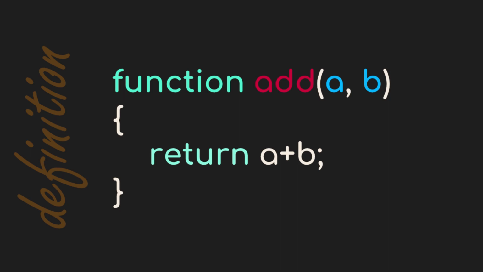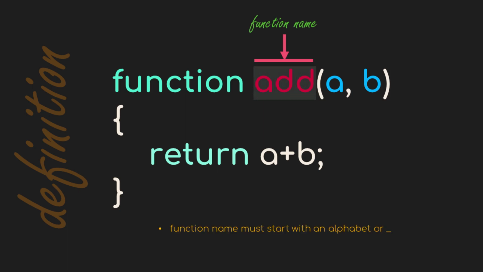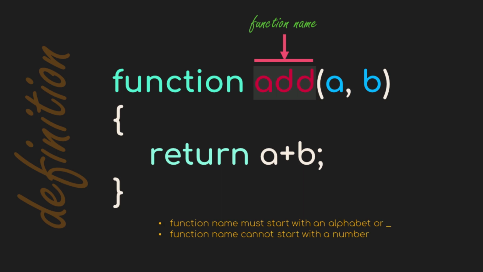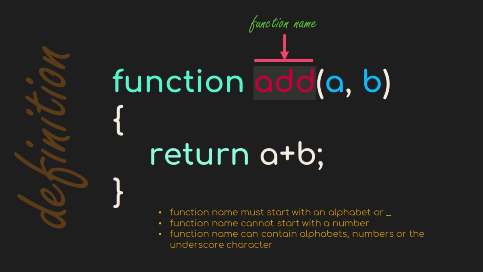Given here is how you create a simple function in JavaScript. It can also be called the function definition. Here the word function is a keyword which is used to create a function. Add is the name of the function. There are certain rules to name a function, such as the first letter of the function name must start with an alphabet or an underscore character. Function name cannot contain a number, and finally the function name can contain alphanumeric characters or the underscore character.